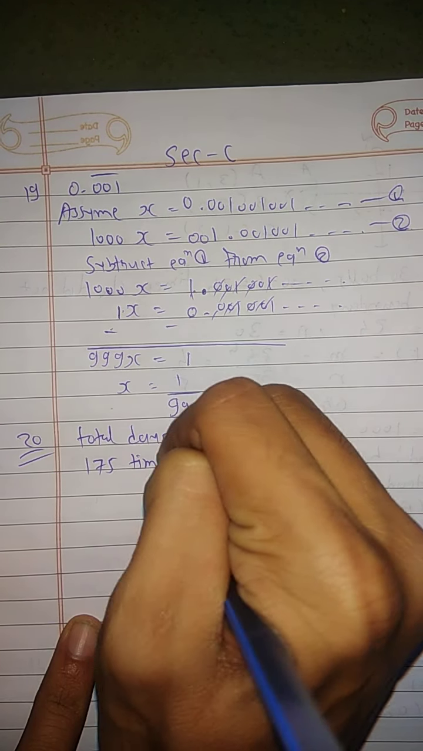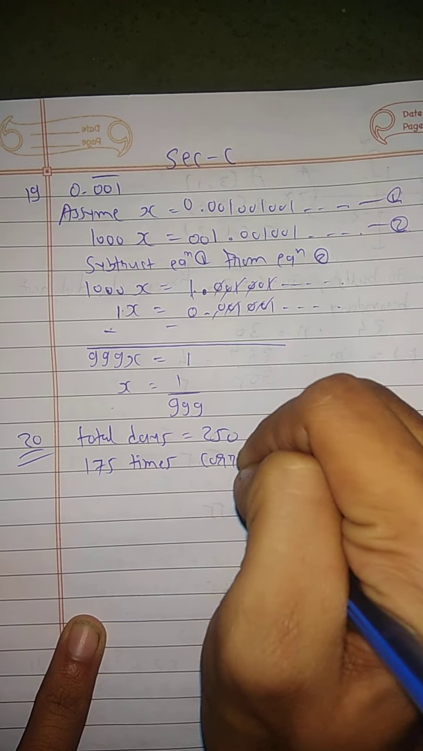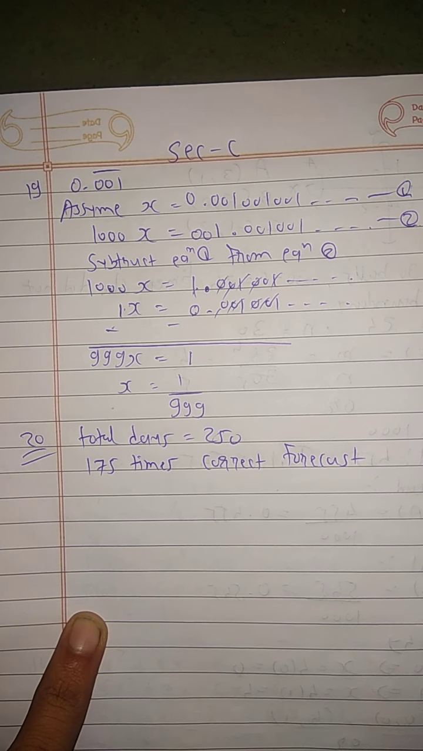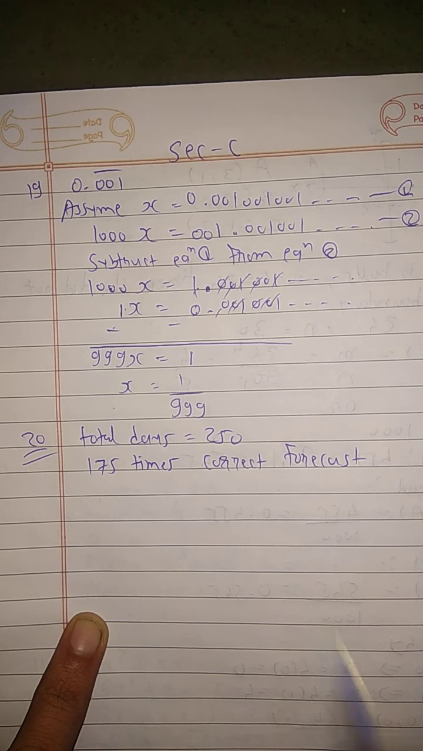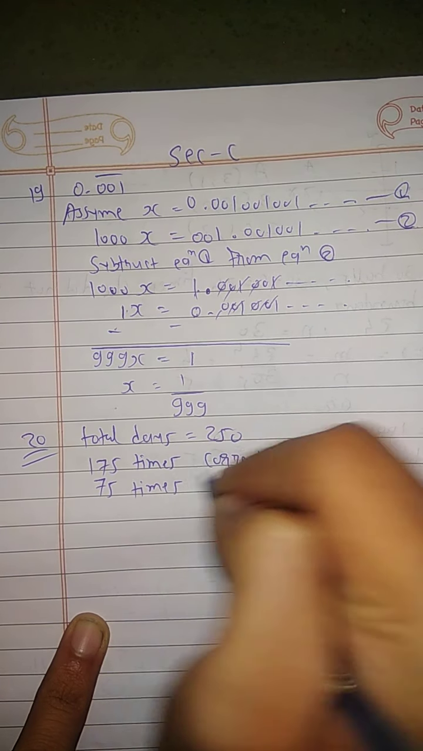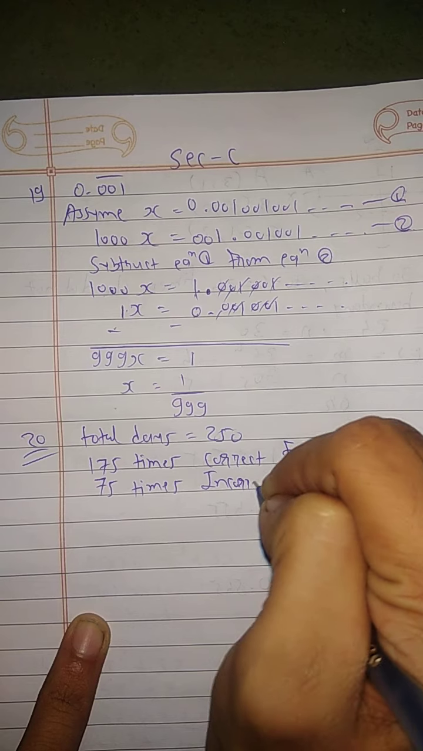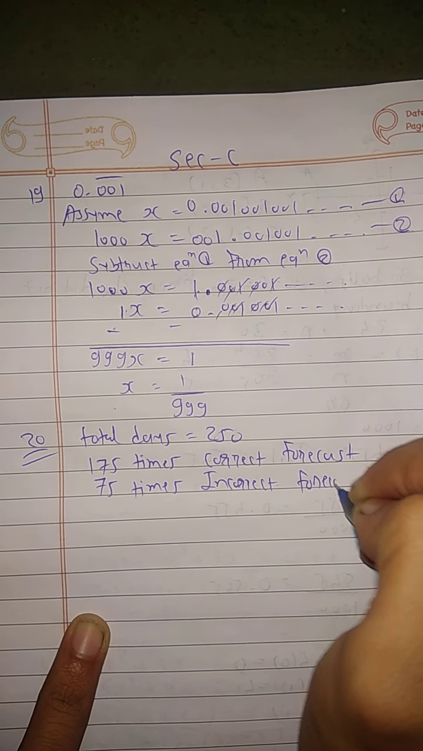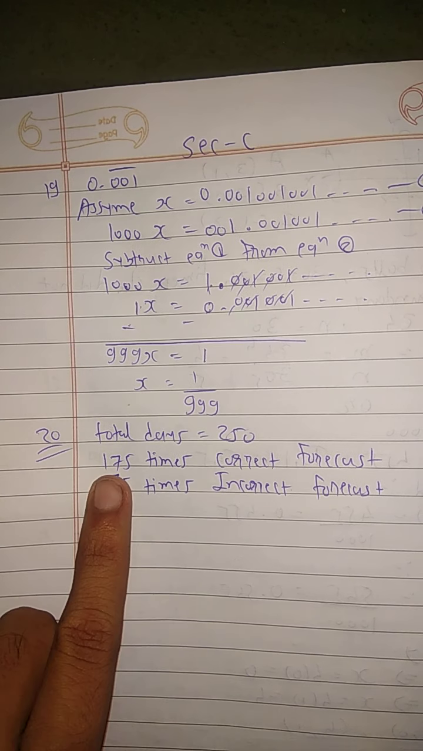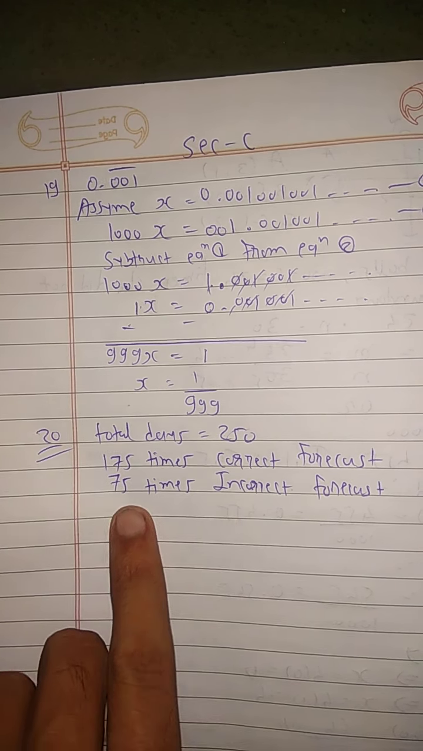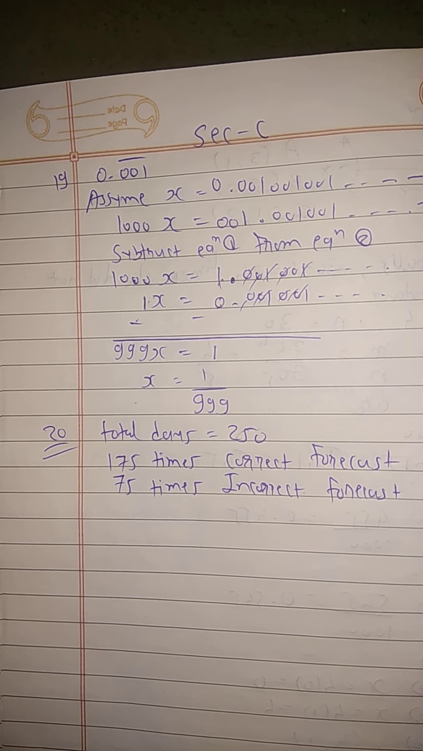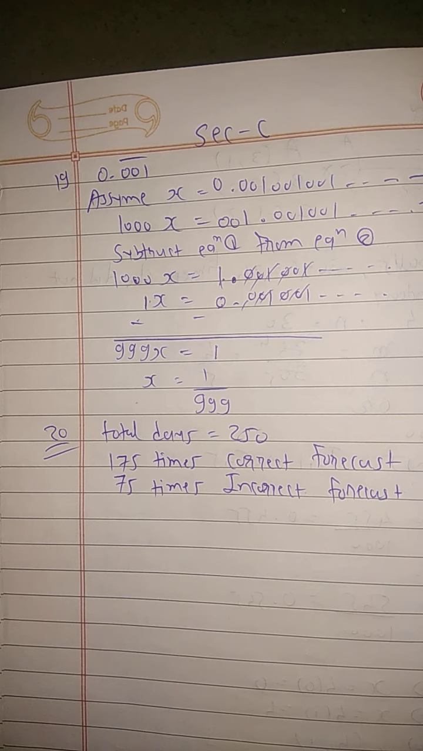So 175 times correct forecast. So how many times did it give incorrect forecast? 250 minus 175 is 75, right? So the remaining 75 times were incorrect forecasts. Total number of predictions is 250. Out of that, 175 times correct, so total 75 times incorrect. Okay. Now the first one is, what is the probability that on a given day it was correct?